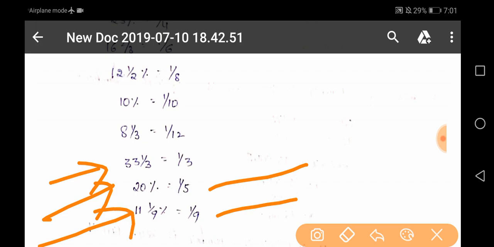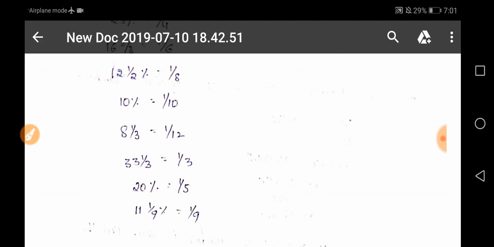Mainly I am saying to remember all these because these will come very frequently. There is no need to calculate, you have to save the time. So this is a shortcut to remember these percentages. Whenever it comes directly, if they give you 12 1 by 2%, no need to convert that mixed fraction into a normal fraction and divide by 100. It takes time, right?